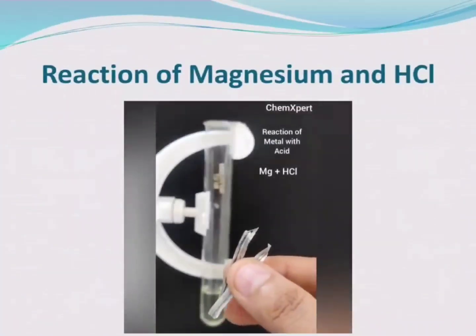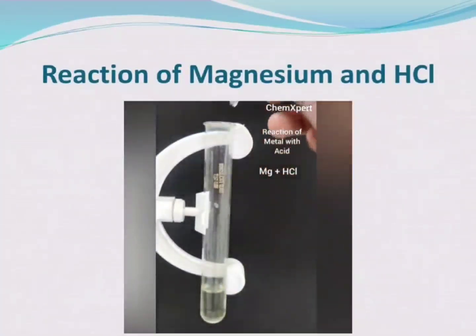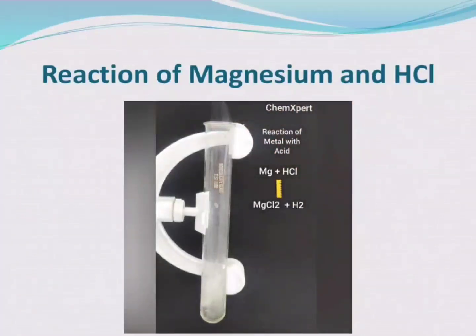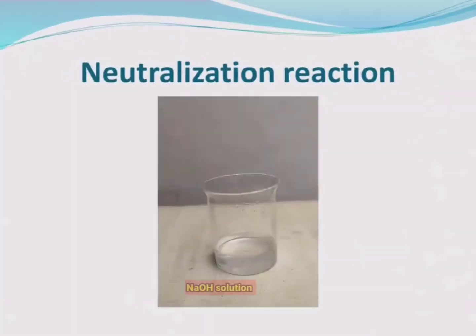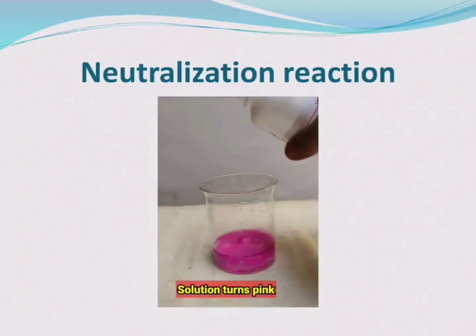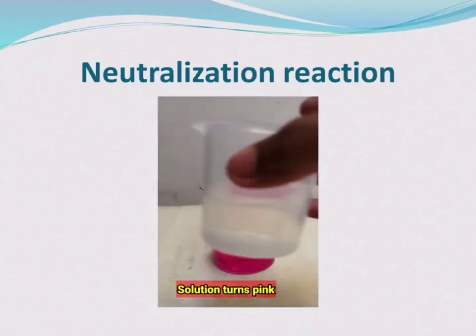Second example is the reaction of magnesium and hydrochloric acid. Here you can see when we are dropping some magnesium ribbon into hydrochloric acid, a reaction is carried out. As a result of this reaction, magnesium chloride and hydrogen gas are formed and heat is also liberated as a byproduct. The last example for exothermic reaction is the neutralization reaction between an acid and an alkali.